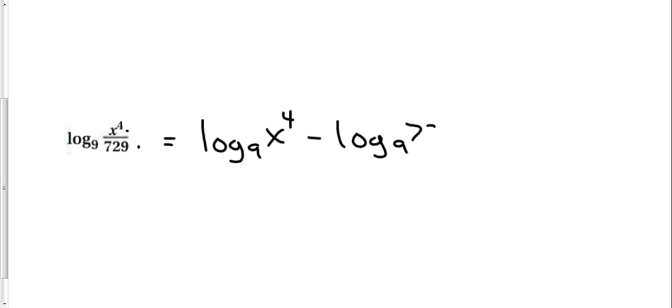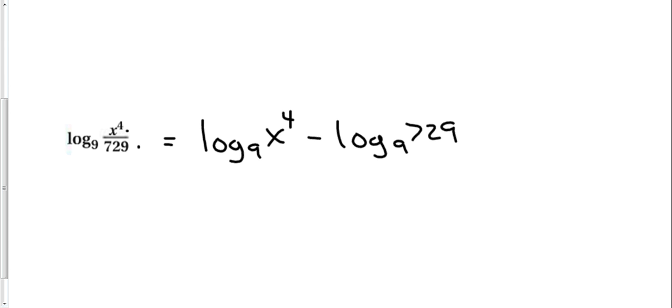Next, two things going on here. I have two terms, so this splits into two different logarithms. Log base 9 of x to the 4th minus log base 9 of 729.